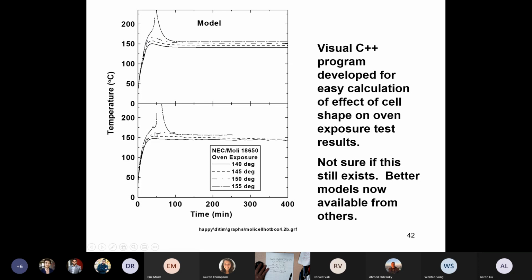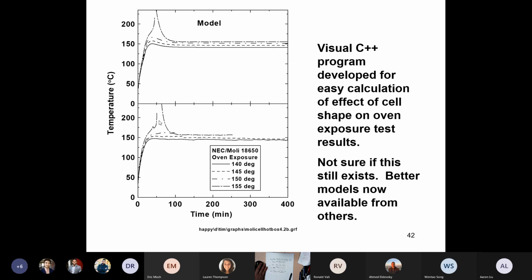Happens a little bit earlier than it happens in the moly cell. So the point of this was for us to get a reasonably decent understanding of what happens in the thermal runaway of a lithium-ion cell in an oven test. Oh yeah, I should mention, what is this thing here?